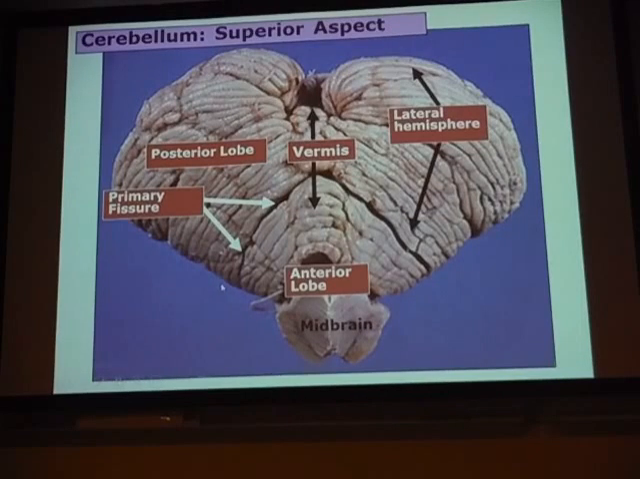Okay, this is a better view of the primary fissure. So again, it does make this V shape. And this is looking at it from a superior aspect. So you're looking down. Here's your brainstem. This is where the cut has been.